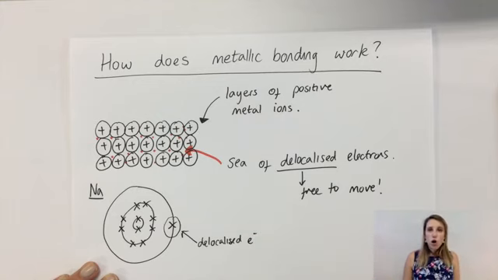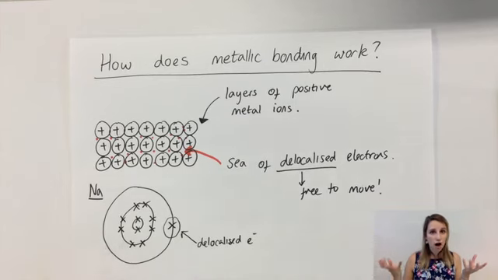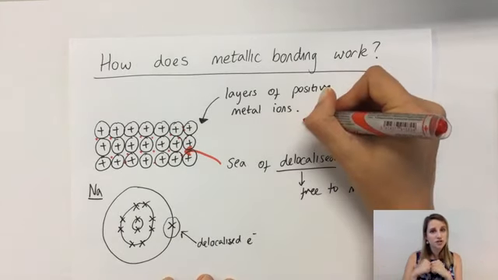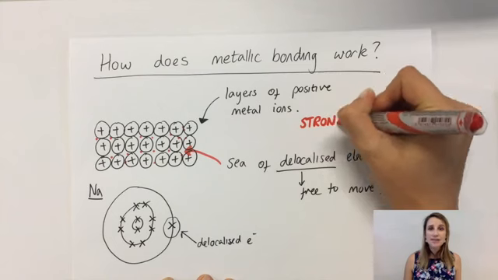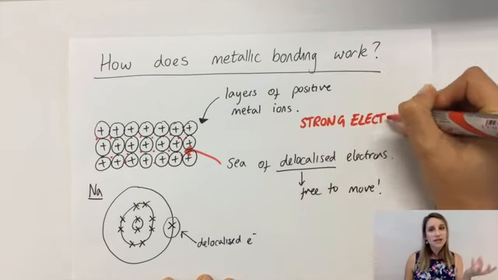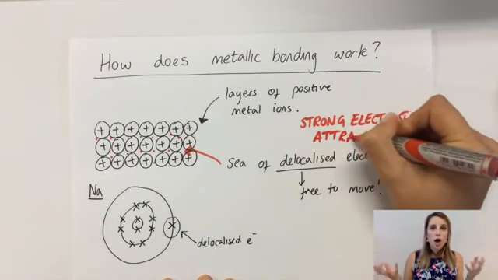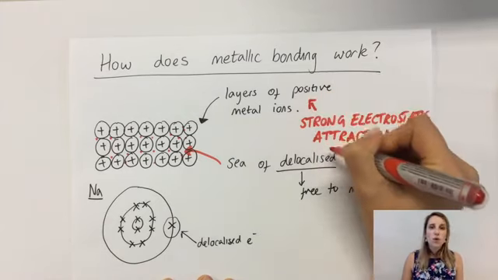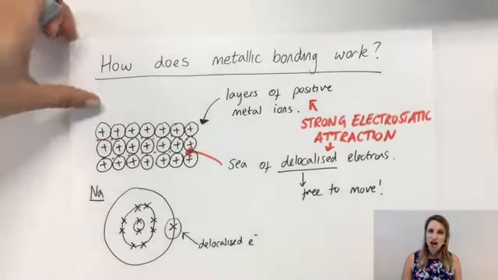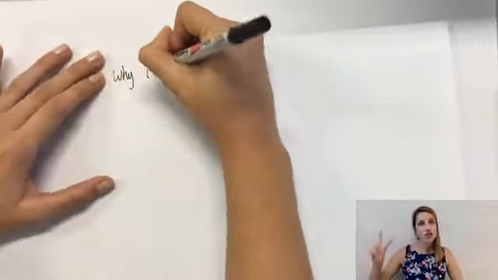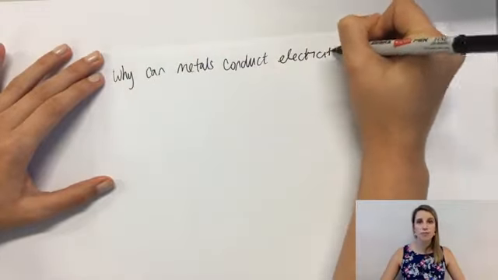In terms of what holds this whole structure together, it's really similar to ionic bonding, because in ionic bonding, you've got positive and negative ions that are attracted through electrostatic attraction. In metallic bonding, you've got positive metal ions and negative delocalized electrons, but they're still attracted together with those strong electrostatic attractions. Now we need to relate that structure to two of the main properties of metals.